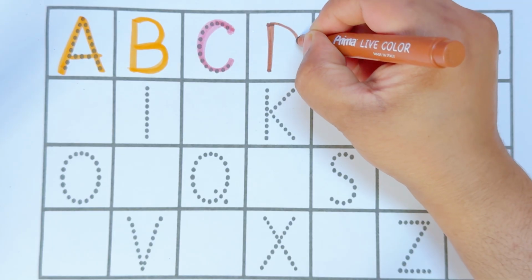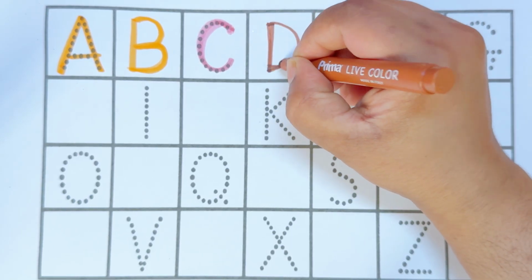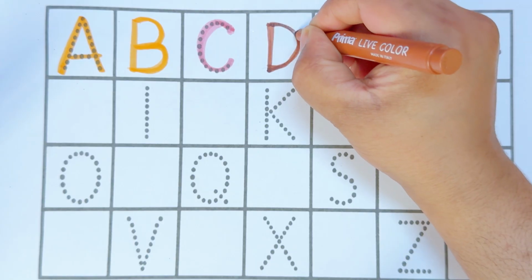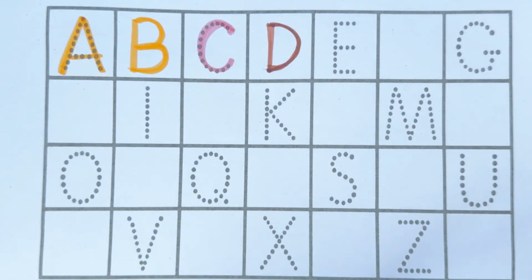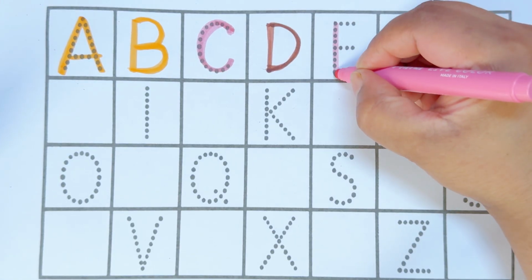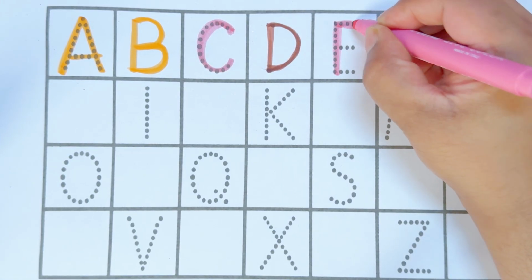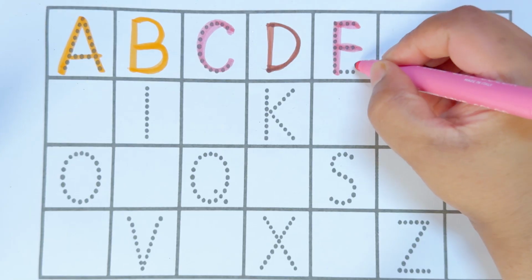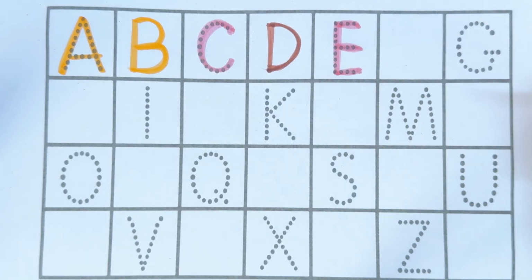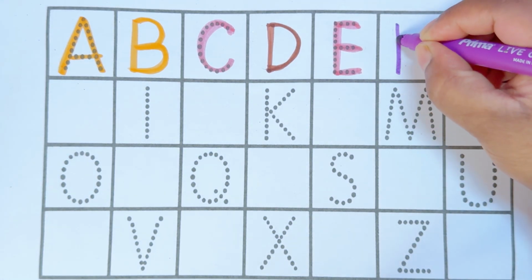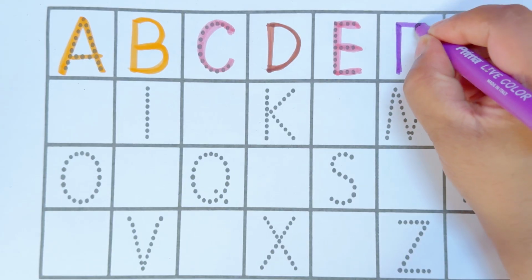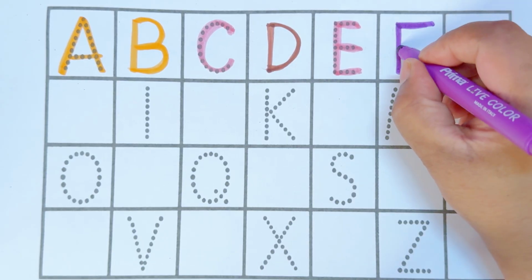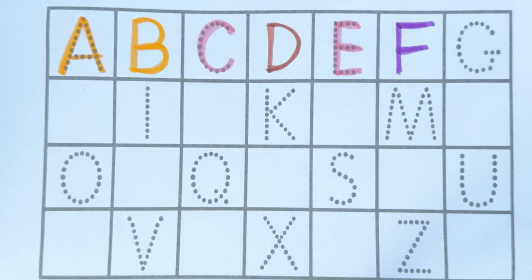D for dolphin, D for dragon. E for elephant, E for eagle. F for fish, F for fox.